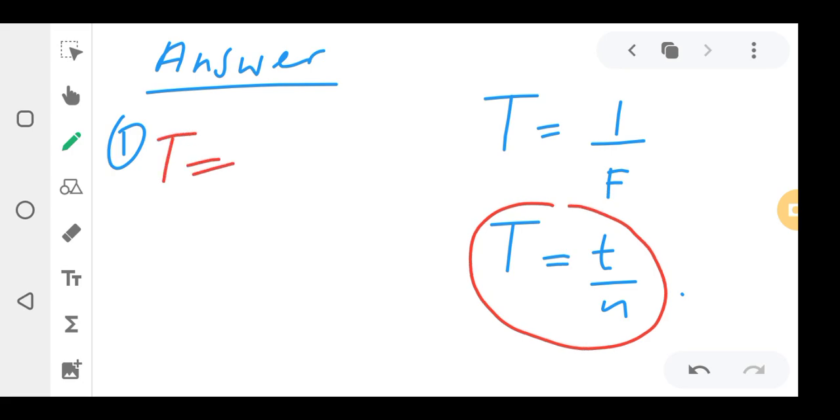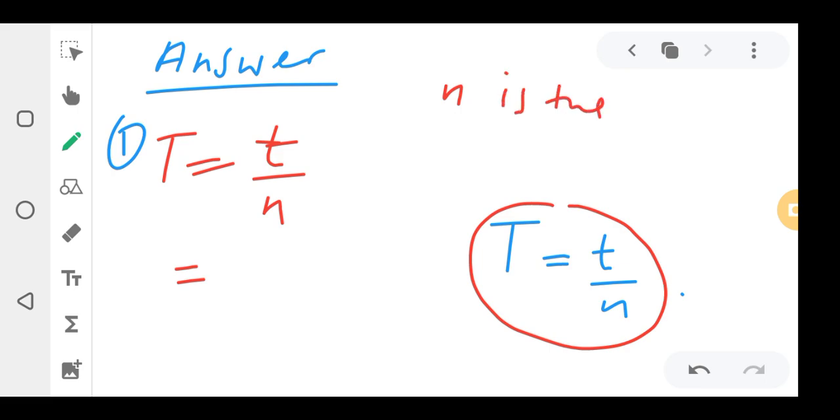So I'm going to say periodic time is equal to time taken over n, where n is the number of tens.